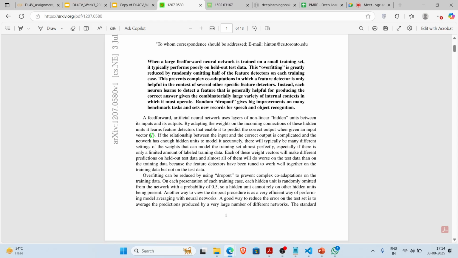On each presentation of each training case, each hidden unit is randomly omitted from the network with probability 0.5. Which node will be omitted is random, during training, with 0.5. So a hidden unit cannot rely on other hidden units being present. This is the important thing: a hidden unit cannot rely on another hidden unit being present.